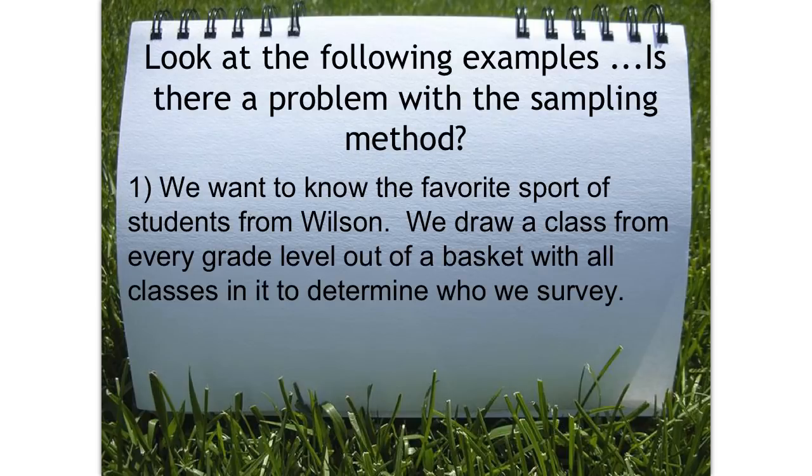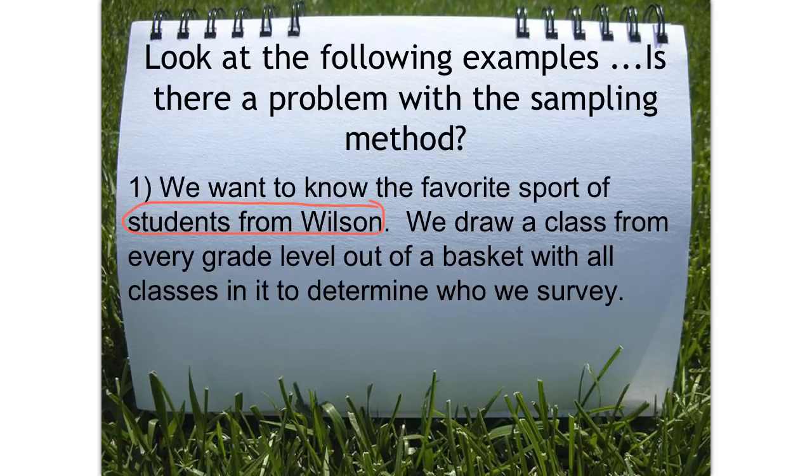Okay, so let's look at some examples of these vocabulary words, and we're going to decide if our samples are good or not. And if they're not good, what's the problem? It says we want to know the favorite sport of students from Wilson. So our population is students from Wilson. And we're going to draw a class from every grade level out of a basket with all of the classes in it to determine who we are going to survey.